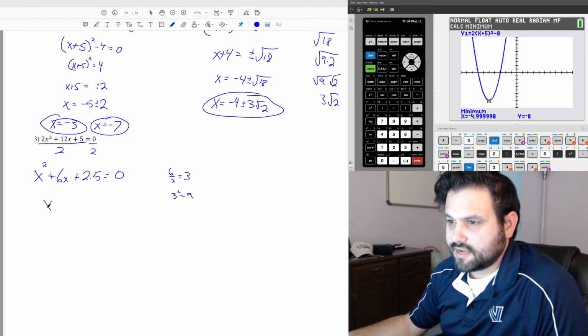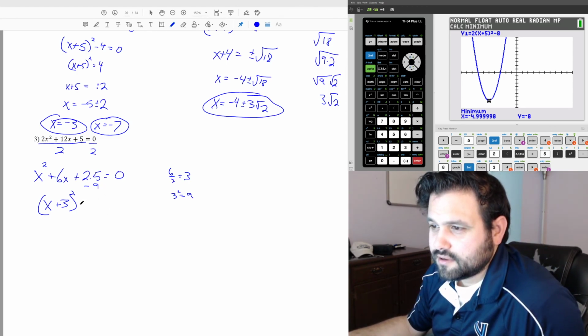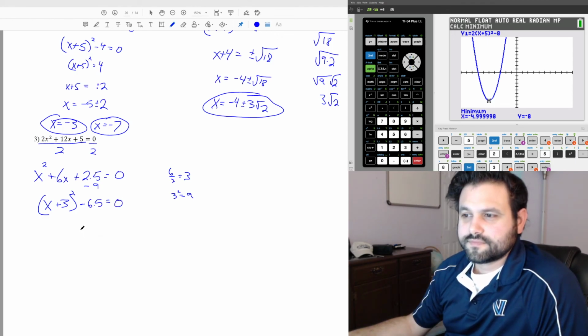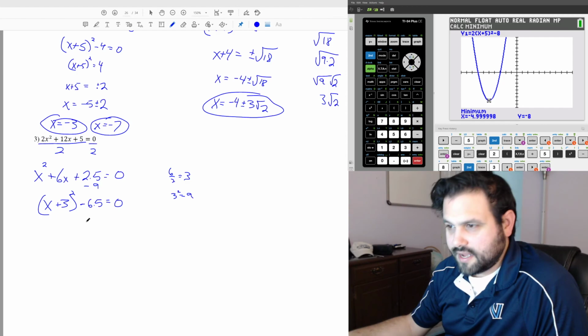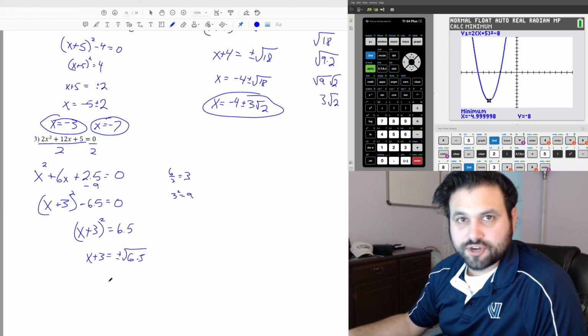Okay, so it looks like I got x plus 3 in the squared. And then I'm going to subtract the 9 from this. So what is 2.5 minus 9? What's that, negative 6.5, hopefully? And now we go ahead and solve this. So add 6.5. Take the square root. Subtract 3.